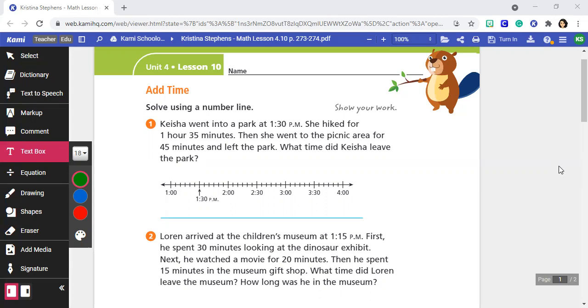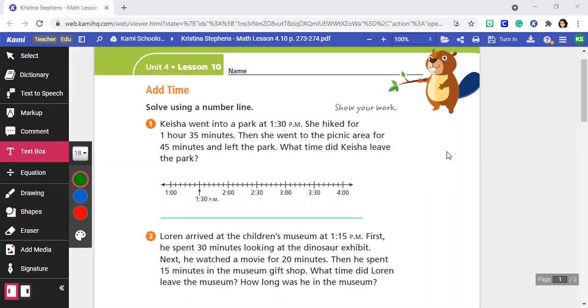In this unit, or in this big idea of this unit, we have been exploring time and how to do different things with time. Specifically, we are going to be looking at some situations that are based on real life examples and how to solve these problems using a number line. And today we are going to be adding time.